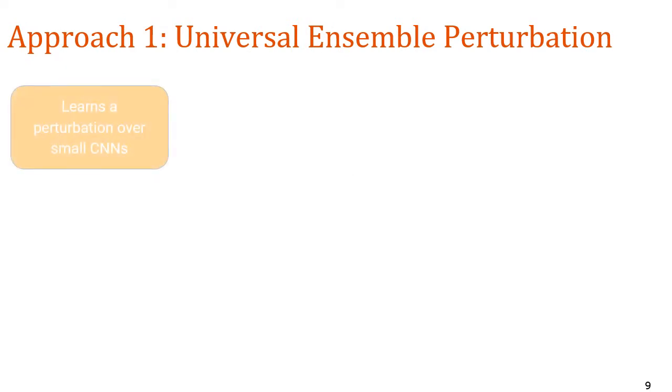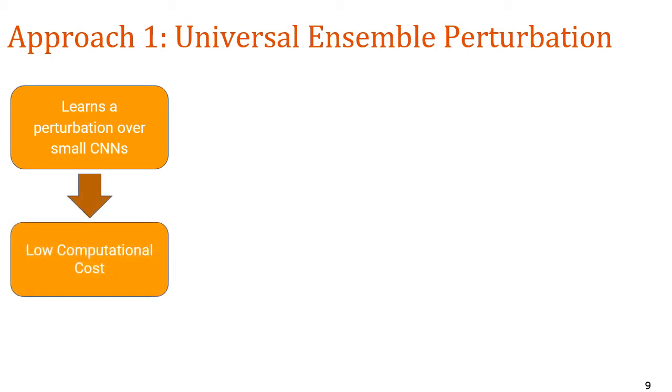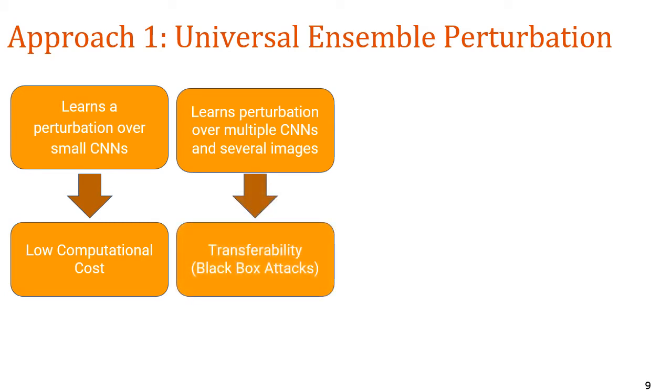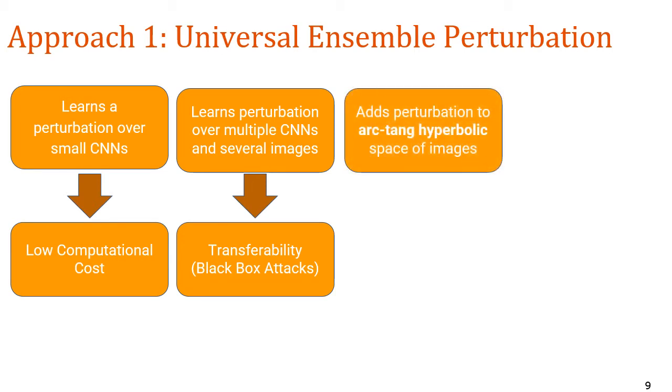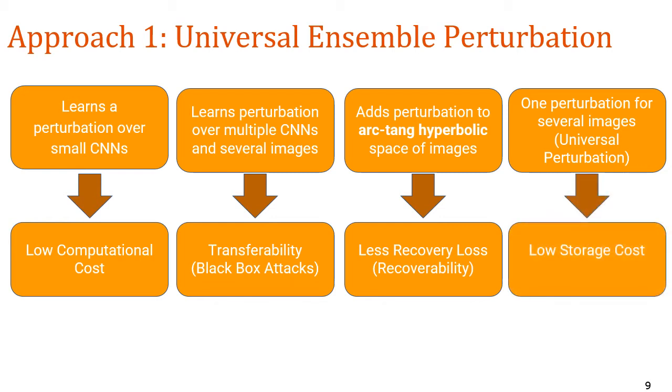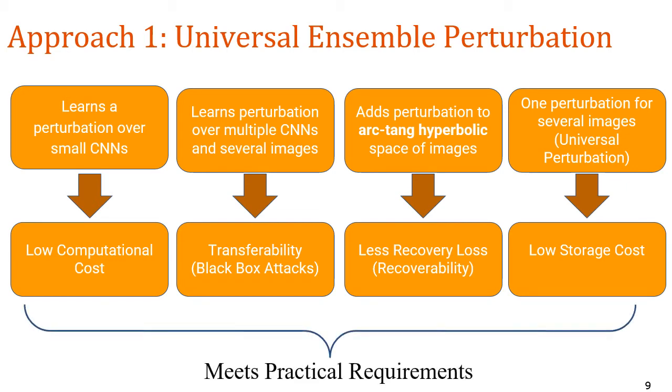Universal Ensemble Perturbation learns a perturbation over a small CNN, so it's computationally inexpensive. Also, this approach learns perturbation over multiple CNNs and several images to provide transferability, and it can fool unknown CNNs. This approach adds perturbation to the architectural hyperbolic space of the image, so we can recover the image with minimum loss. And it just learns one perturbation for several images. It means that we don't need to save one perturbation per image. So this approach actually meets the practical requirements.